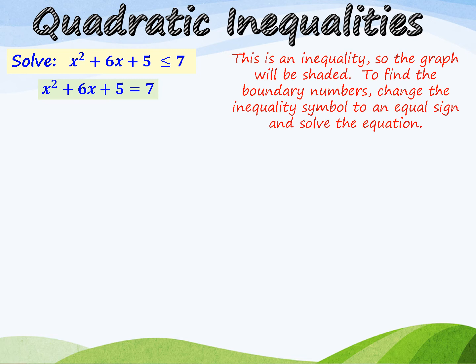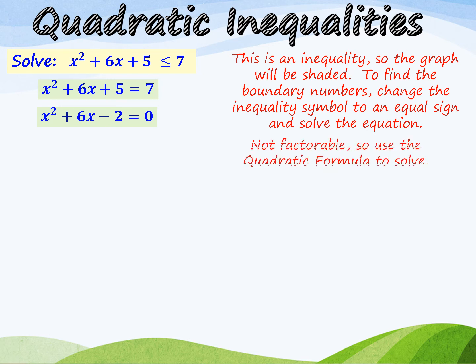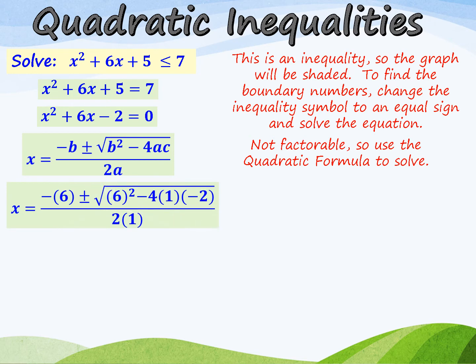Now I know to solve it has to equal 0. So I have to move that 7 to the other side. So I end up with x squared plus 6x minus 2 equals 0. Now this is not factorable because there are not two numbers that multiply to make -2 but also add to make +6. So since this is not factorable, I'm going to use the quadratic formula. So my a is 1, my b is 6, and my c is -2. So I substitute in all those values.